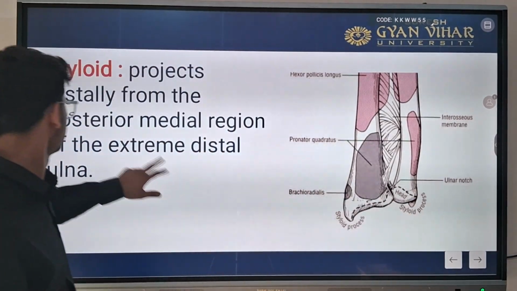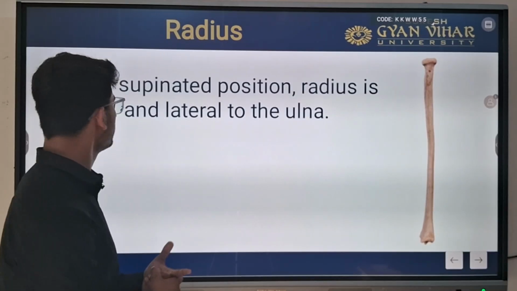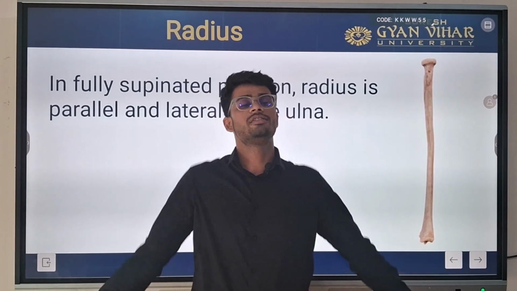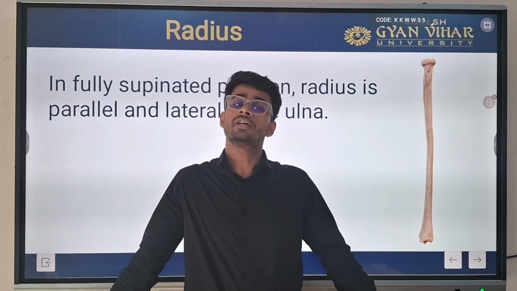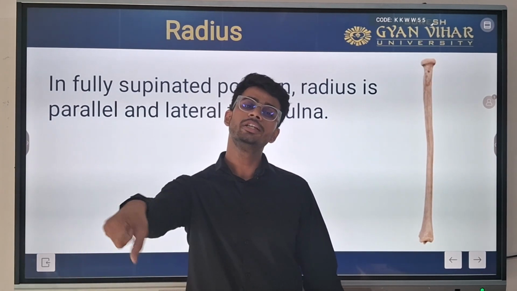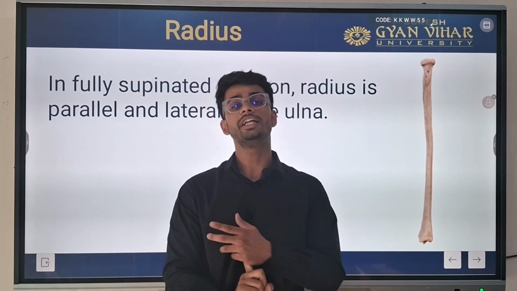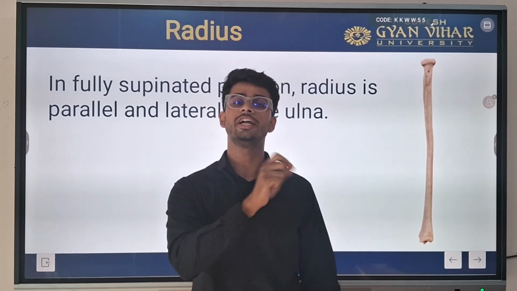Now moving on to the radius bone in the fully supinated position. So this is the fully supinated position. This is also the anatomical position, and in this position your radius and ulna are actually parallel to each other. When you are doing pronation or supination, your ulna is actually fixed, but your radius is moving on the axis of the ulna during pronation and supination.